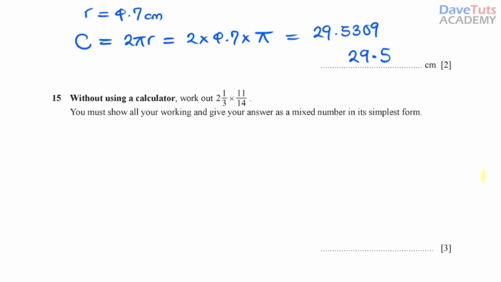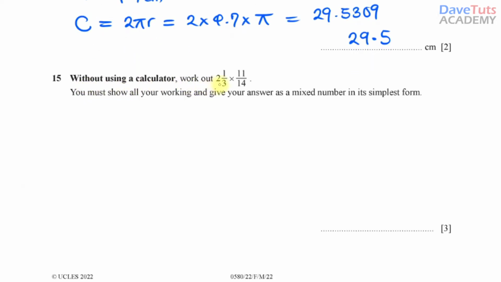Okay. So here, without using a calculator, we have to work out 2 whole number 1 over 3 times 11 over 14. We have to show all our workings and give the answer as a mixed number in the simplest form. So this will give us 2 whole number 1 over 3 times 11 over 14. And if we want to solve this, this is just the same as 2 times 3, 6. 6 plus 1 is 7. 7 over 3 multiplied by 11 over 14.